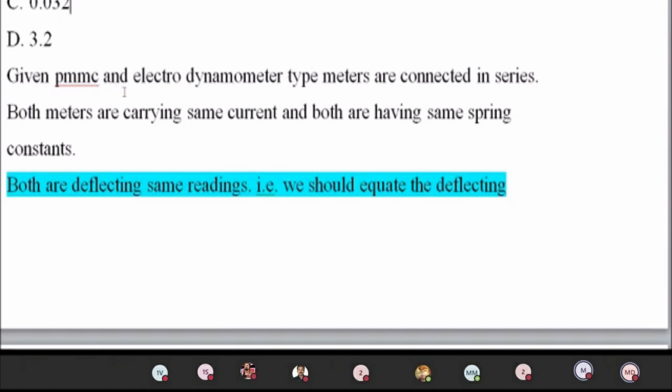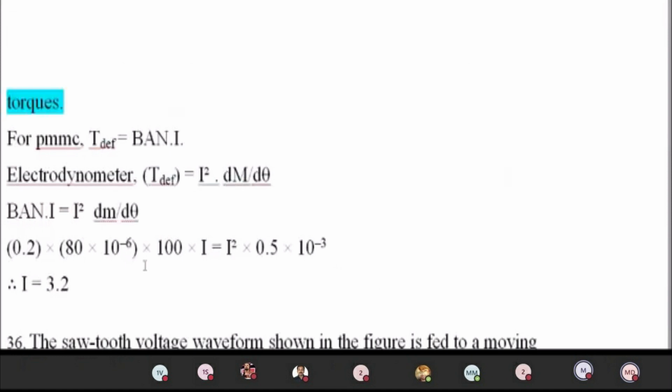So it has been given that the PMMC and electrodynamometer type meters are connected in series. Both meters are carrying the same current and both have the same spring constants. So using this clue we can frame an equation. For a permanent magnet moving coil meter, the deflection torque is BANI, and for the electrodynamometer type meter, the deflection torque is equal to I square into dM by d theta. Since both deflection torques are the same, we can equate these two equations and substitute the values.